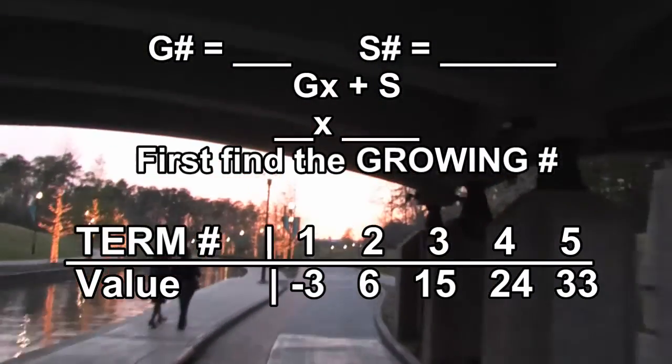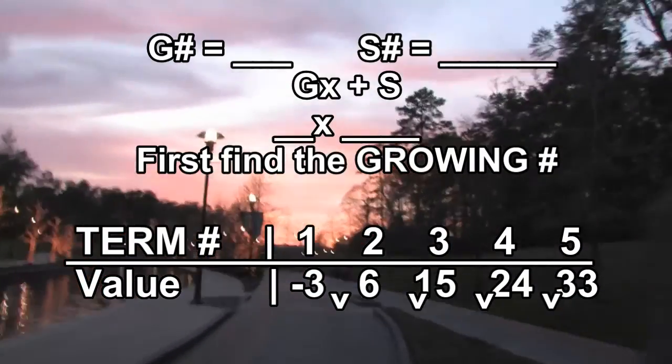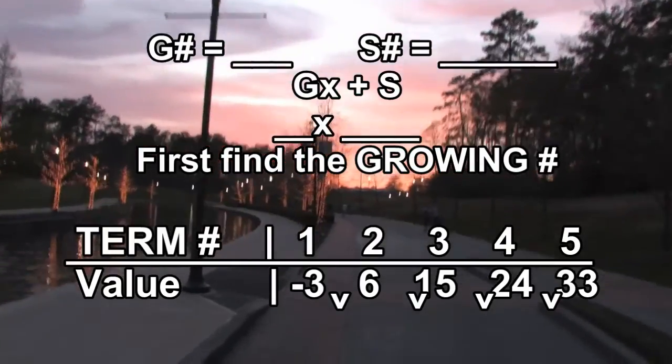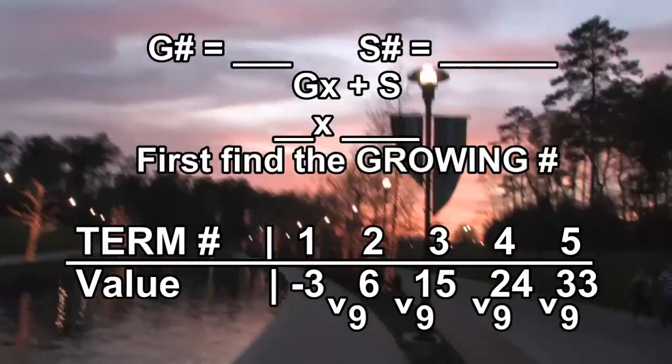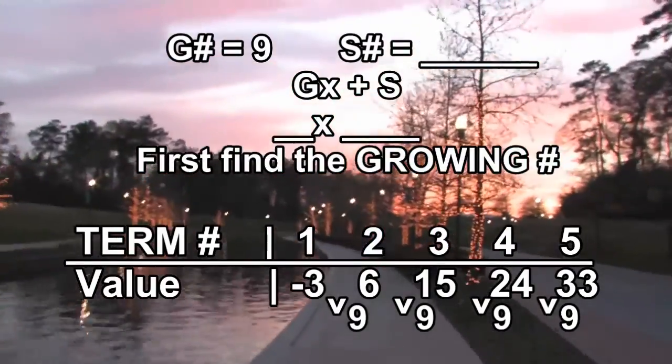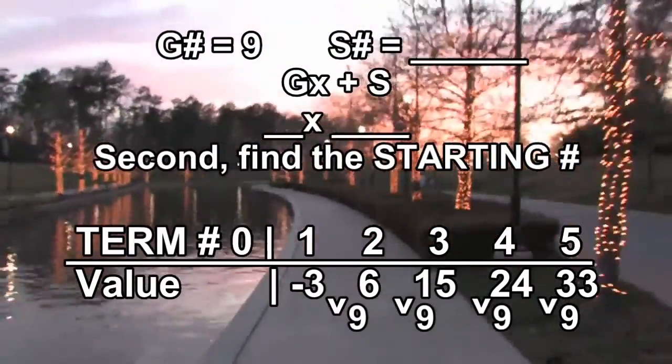Remember, to get the answer, you need to find the growing number first. The difference between the value terms would be 9. So our growing number would be 9. Now that we know that the growing number is 9, we need to find the starting number.